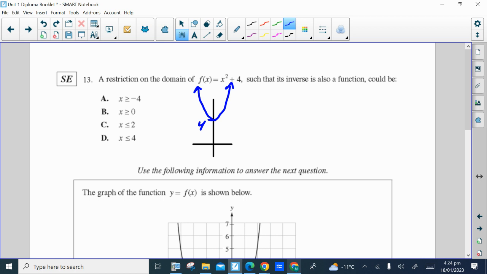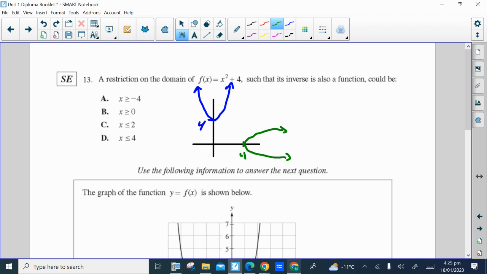The inverse, instead of starting at 0, 4, would start at 4, 0. Remember, all the points on the inverse are found by taking the points on the original graph and switching the x and y values around. And it'll open up to the right instead of up. Remember, the inverse is a reflection about the line y equals x. So that is not a function.